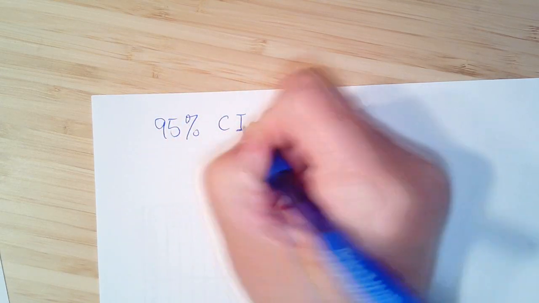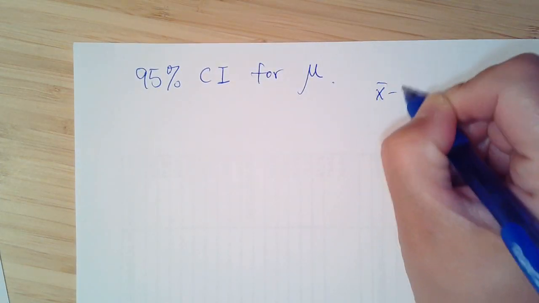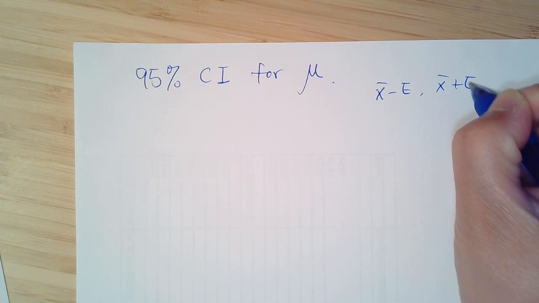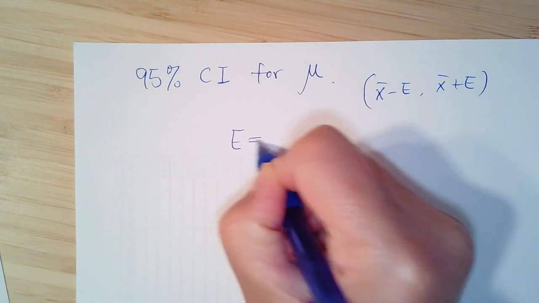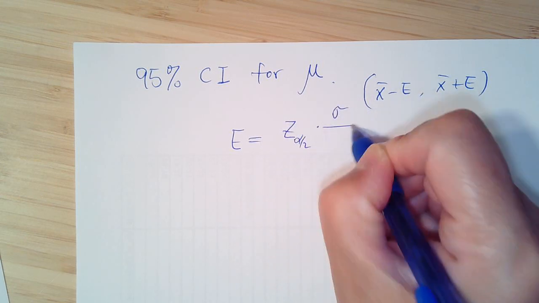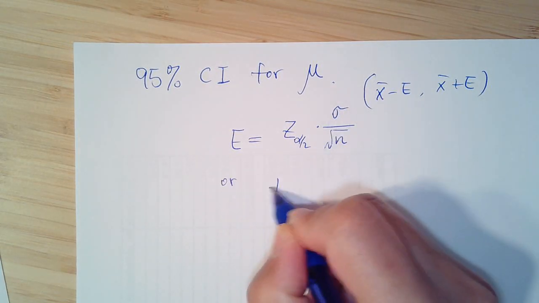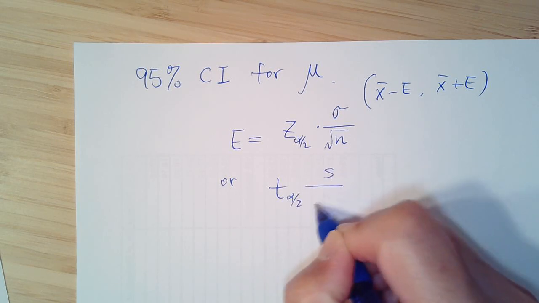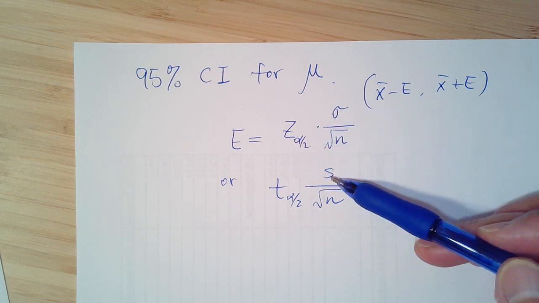So I need to find the 95% confidence interval for the mean. How should we do that? Of course, it's going to be x bar minus E, x bar plus E. It's very similar, right? And what is the E in this case? The E should be either z alpha over 2 times standard deviation over root n, or t alpha over 2 times s over square root of n. See? If you know sigma, you use z. If you don't know, you use t.